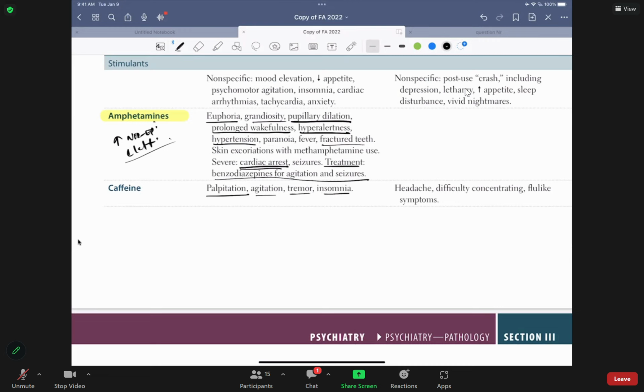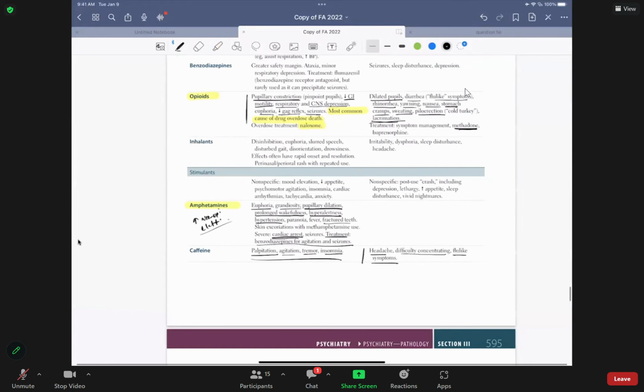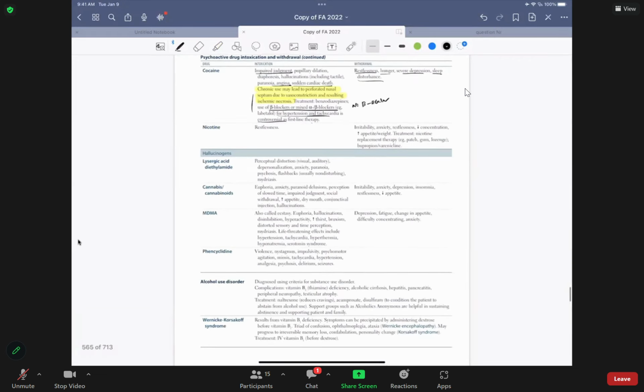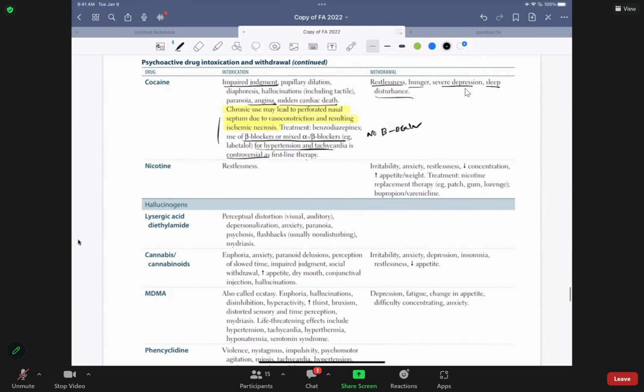Agitation, tremor, insomnia, right? They say that if you drink a very strong coffee, it's hard to fall asleep. So those are all intoxication. And these are withdrawal symptoms: headache, difficulty concentrating, flu-like symptoms. So those are all withdrawal symptoms, folks, okay? So that's for caffeine. Let's continue. Now, nicotine, just to talk about that.